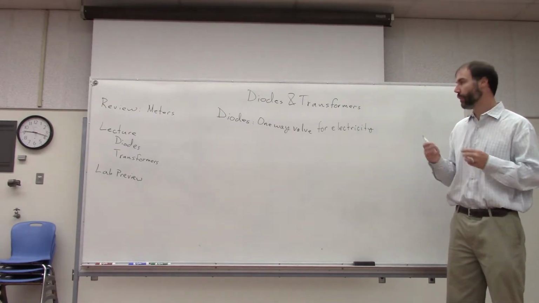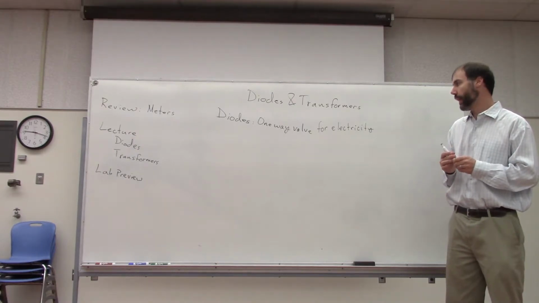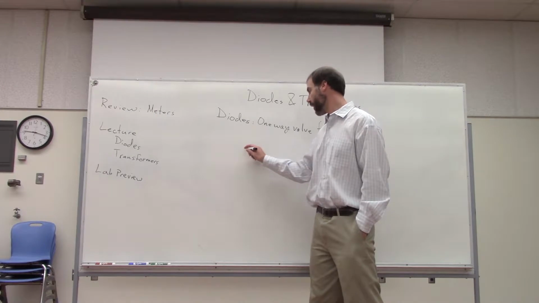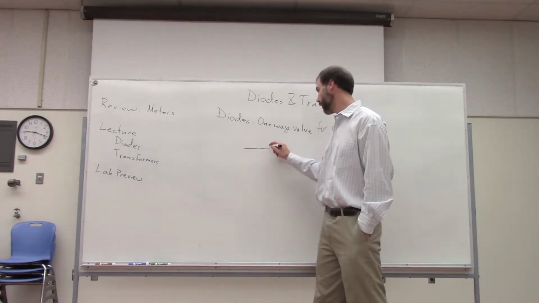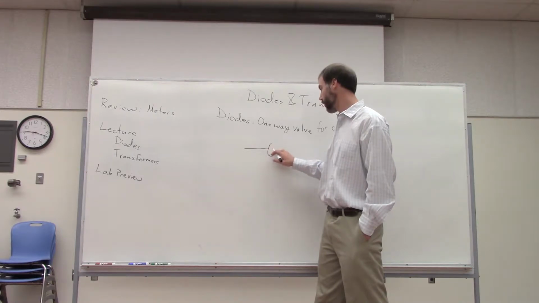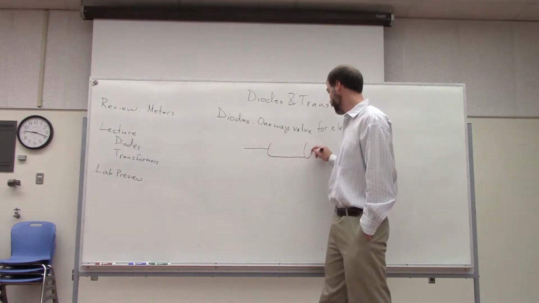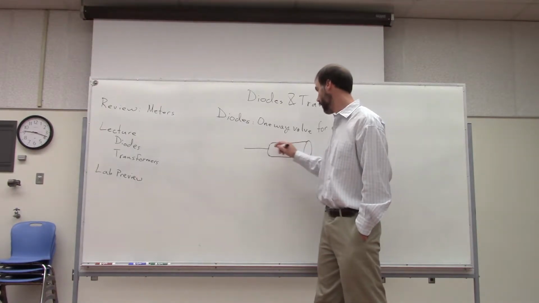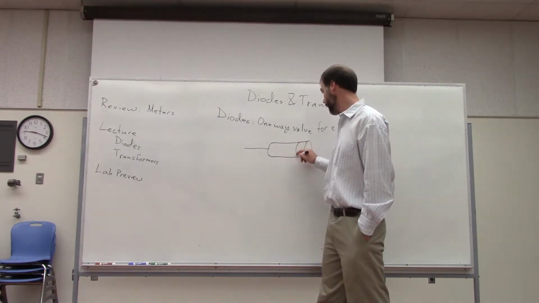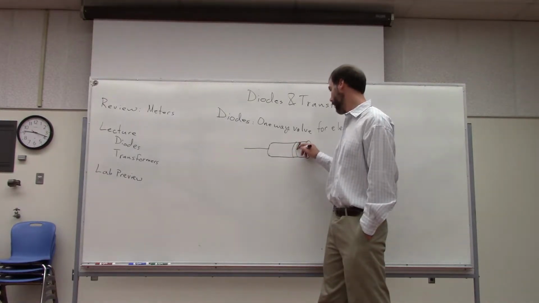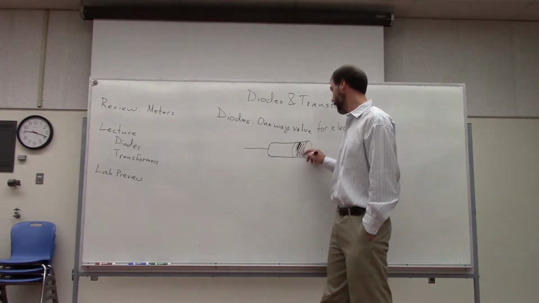So let's talk a little bit about what they actually are, what they look like. So if you were to look at the body of a typical diode, it looks kind of like this. It's sort of cylindrical. And it's mostly black, but it's got a band around one end. Okay?